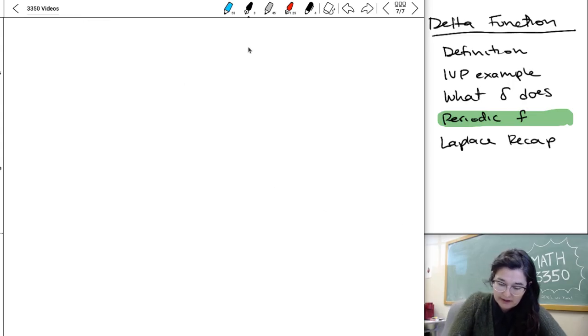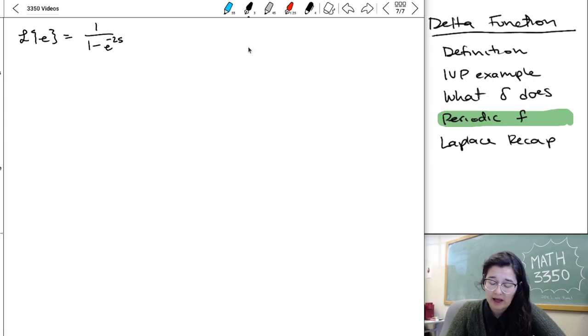But for us, our period was 2. So 1 over 1 minus e to minus st is 1 over 1 minus e to minus 2s, for capital T equals 2. And our integral from 0 to capital T is actually 0 to 2.